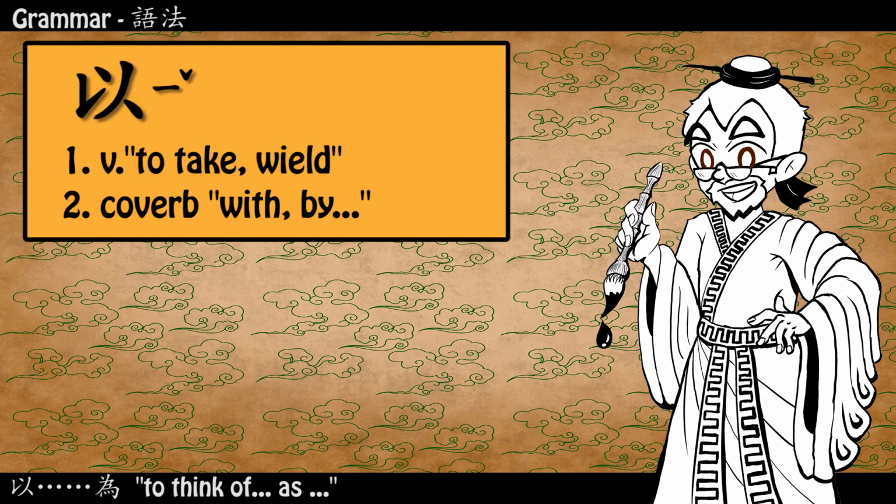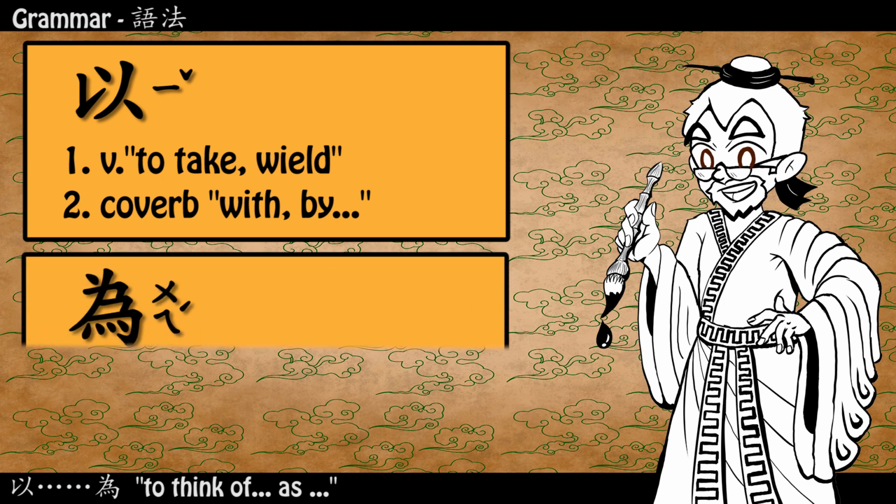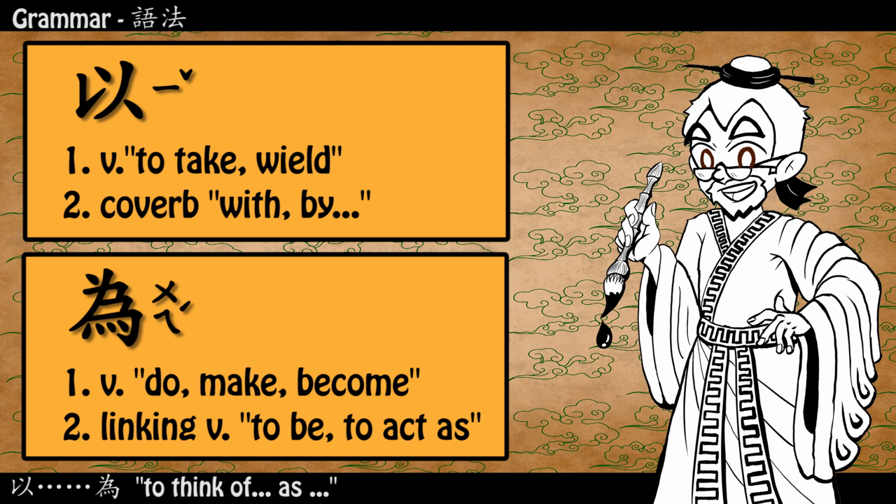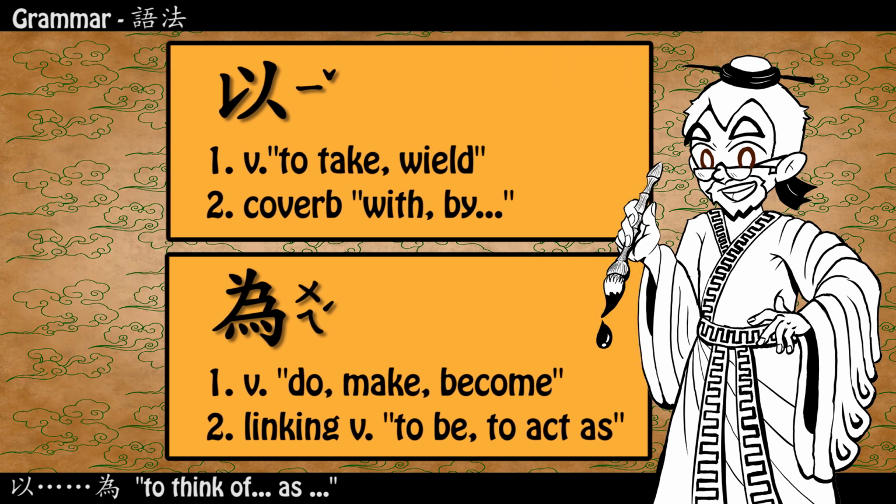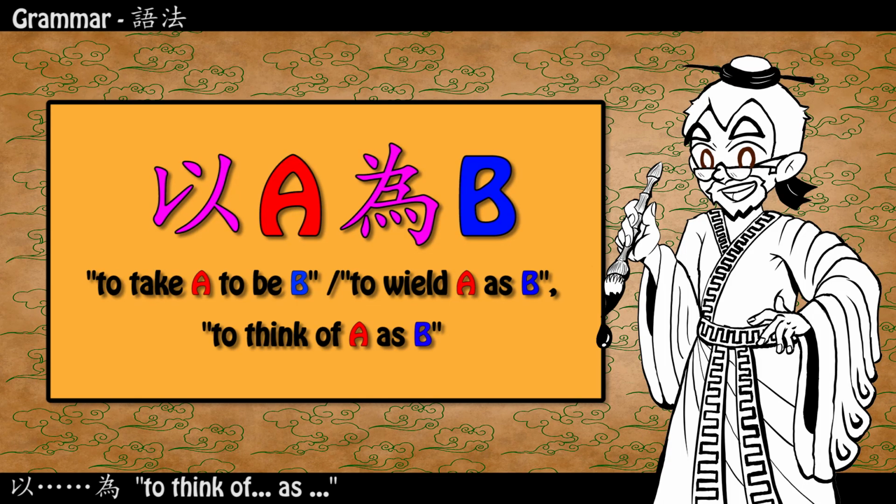As a verb, yi means to take or wield, and as a co-verb works much like an English preposition, with, by, and so on. Wei is the verb to do, to make, to become, as well as the linking verb to be, to act as. These two often show up together, although not in the TCC, along the pattern you see here on screen.